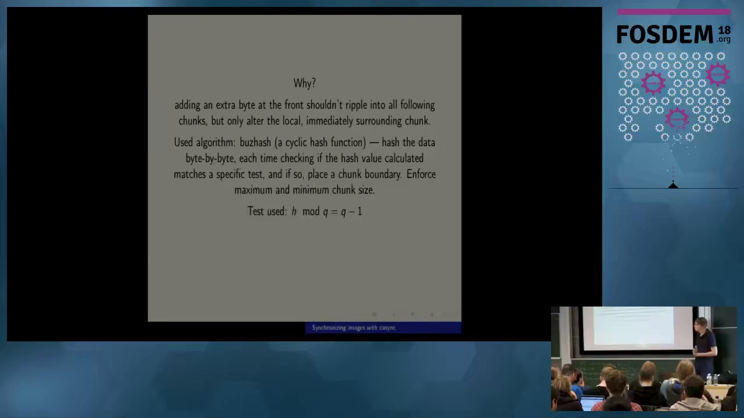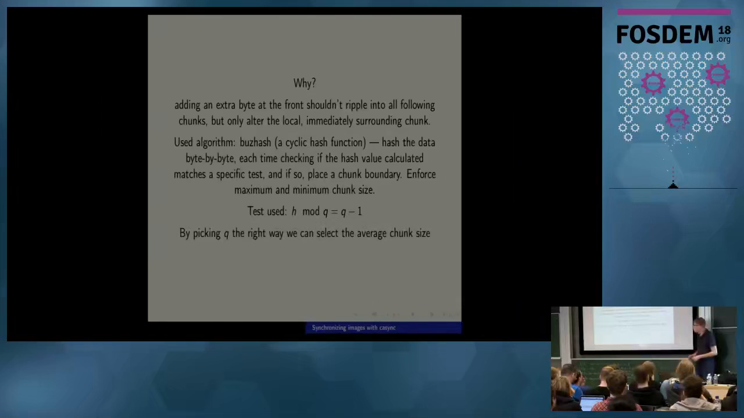This is what I mentioned here: you use the hash that you calculate for each of those 48 bytes, take it modulo some value q, and check if it's q minus 1. If it is, you place a cut. If not, you continue and calculate the same thing for the next byte. If that holds, then you make a cut. If it still doesn't, you go to the next one, and so on and so on.